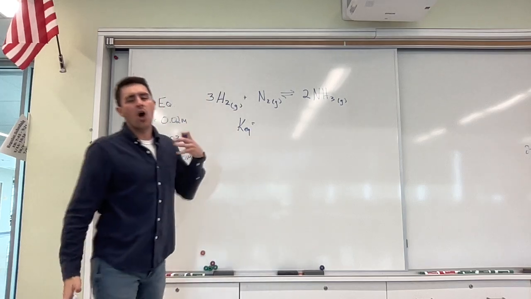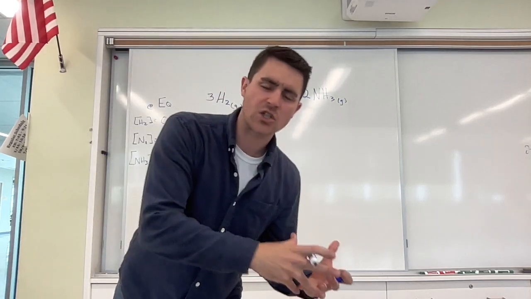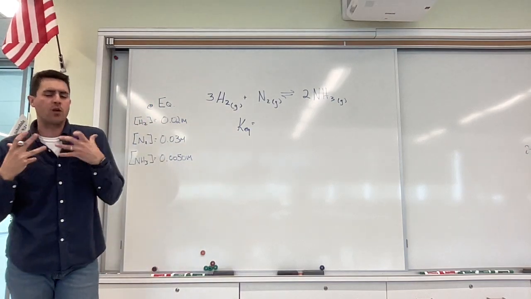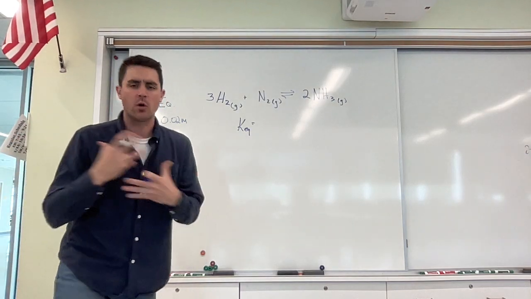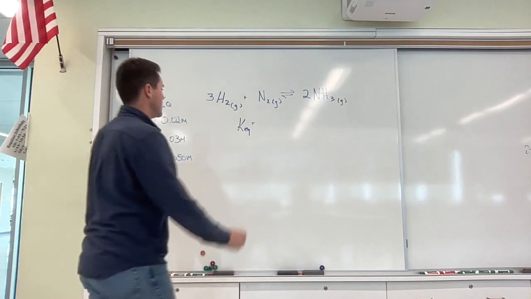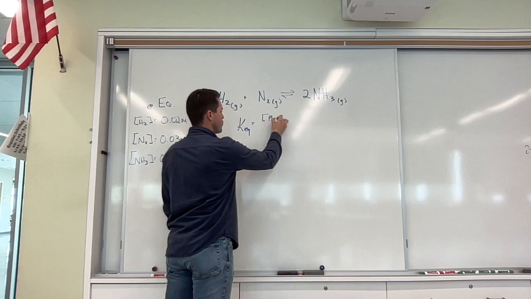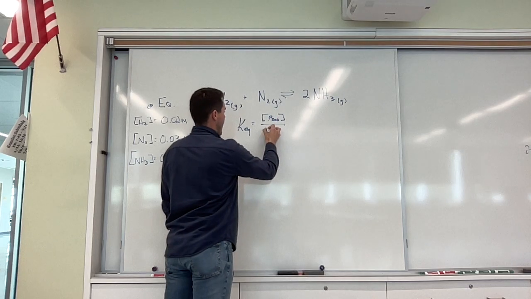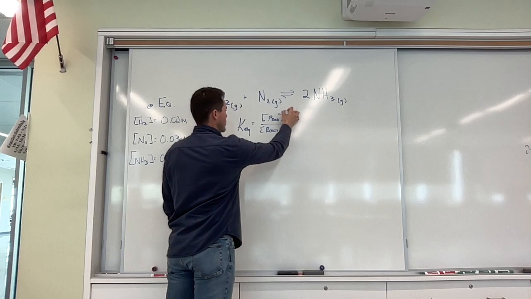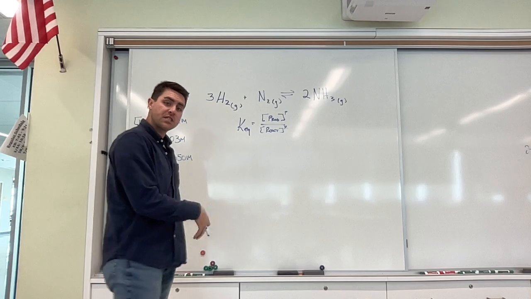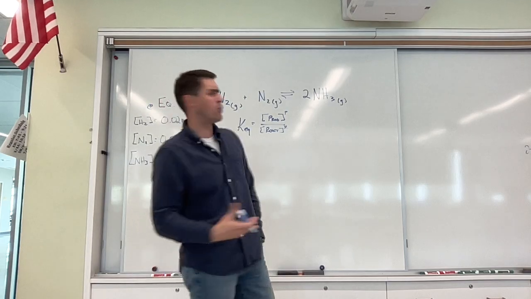Let's remember, our Keq expression is products over reactants raised to the proper coefficients, raised to the proper exponents, and those exponents are coefficients when I'm talking about an equilibrium system. So just as a reminder, it is products over reactants, all raised to their appropriate coefficients. Let's go ahead and make it more specific. This is my general formula. Let's make it more specific.